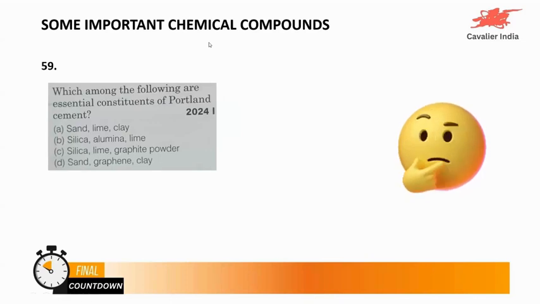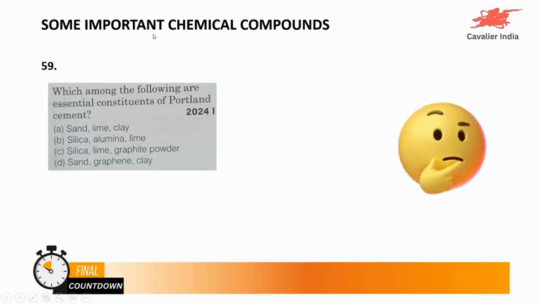Which among the following are the essential constituents of Portland cement? Option A, sand, lime, clay. Option B, silica, alumina, lime. Option C, silica, lime, graphite powder. Option D, sand, graphene, and clay. Which one among the following are essential constituents of Portland cement? Which is the right option?